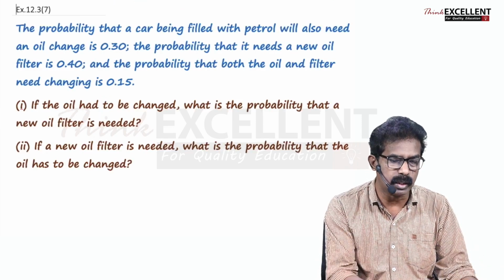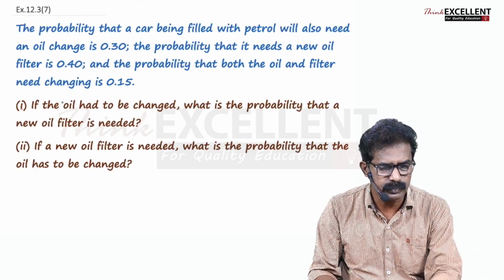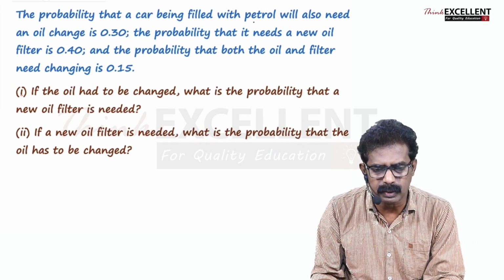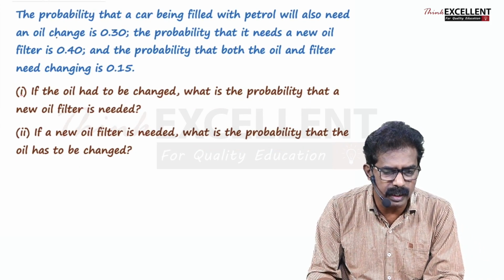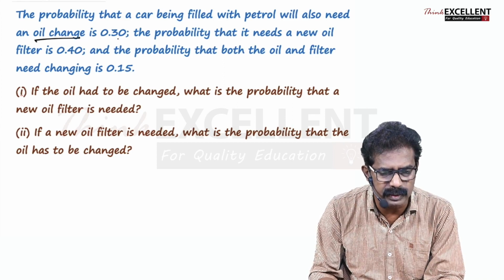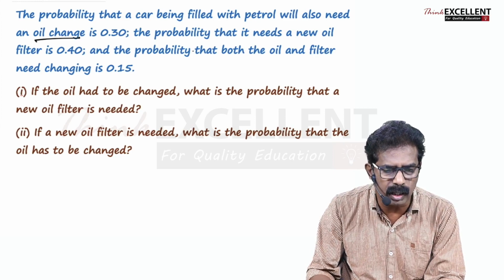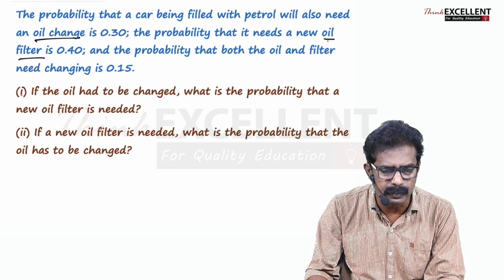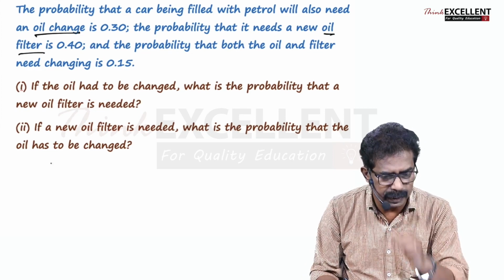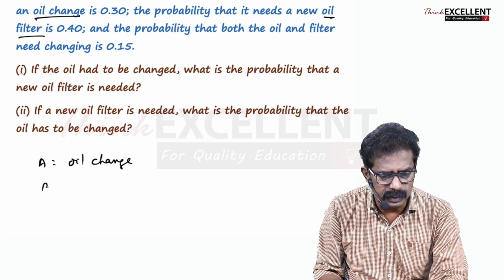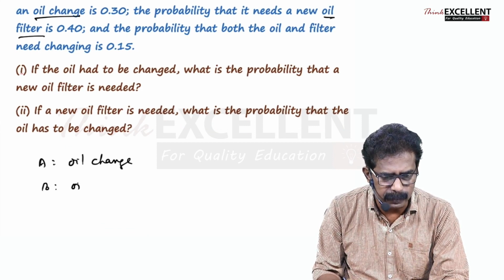Now let us see question number 7. The probability that a car being filled with petrol will also need an oil change. So oil change is 0.30. The probability that it need a new oil filter. So two things we have. Let A stand for oil change and B stand for oil filter.